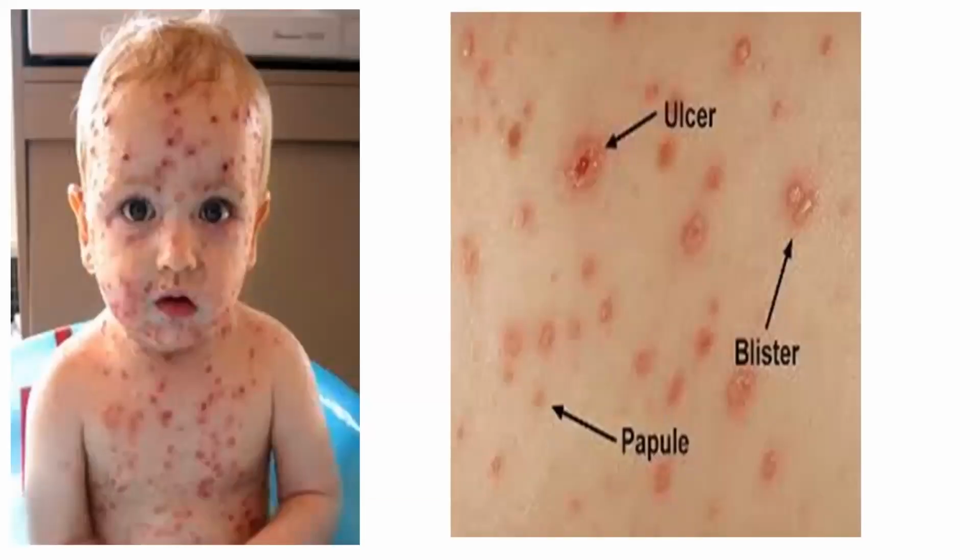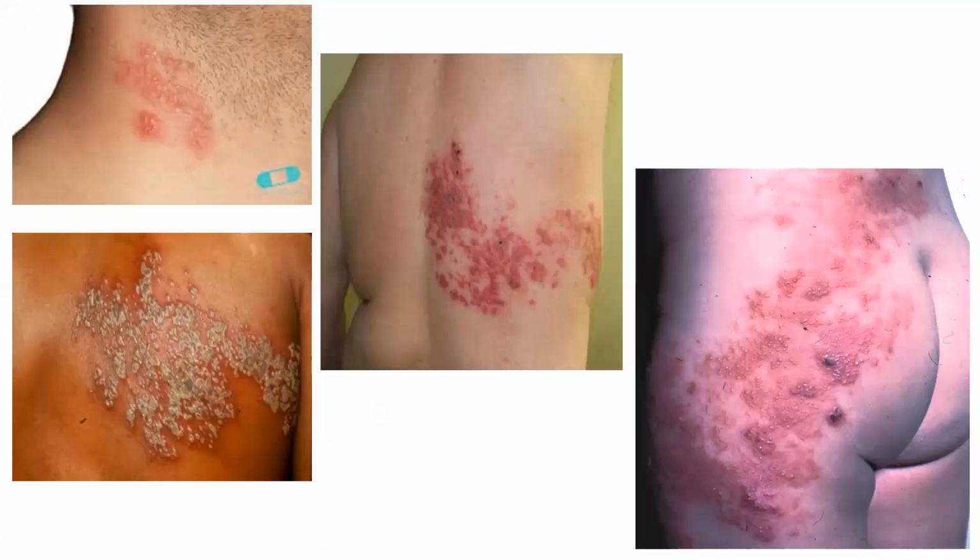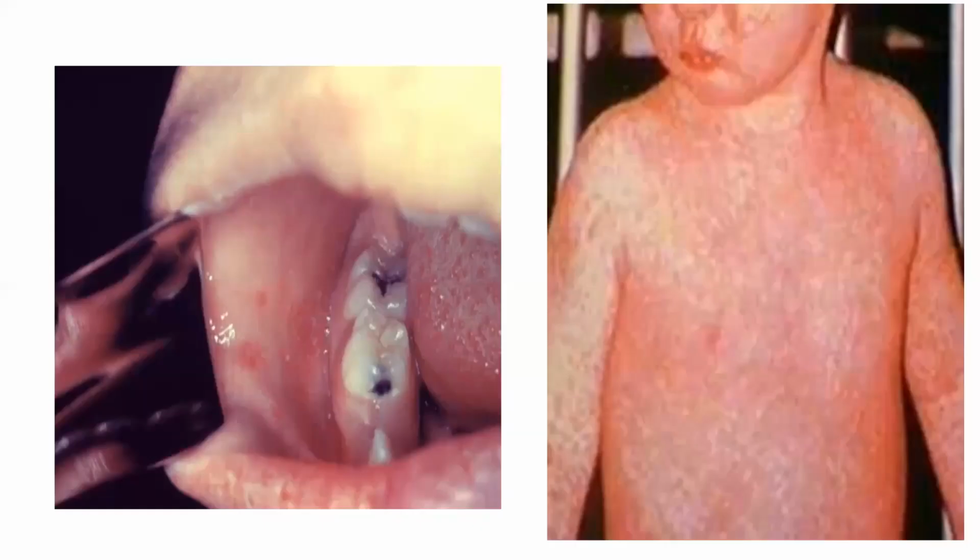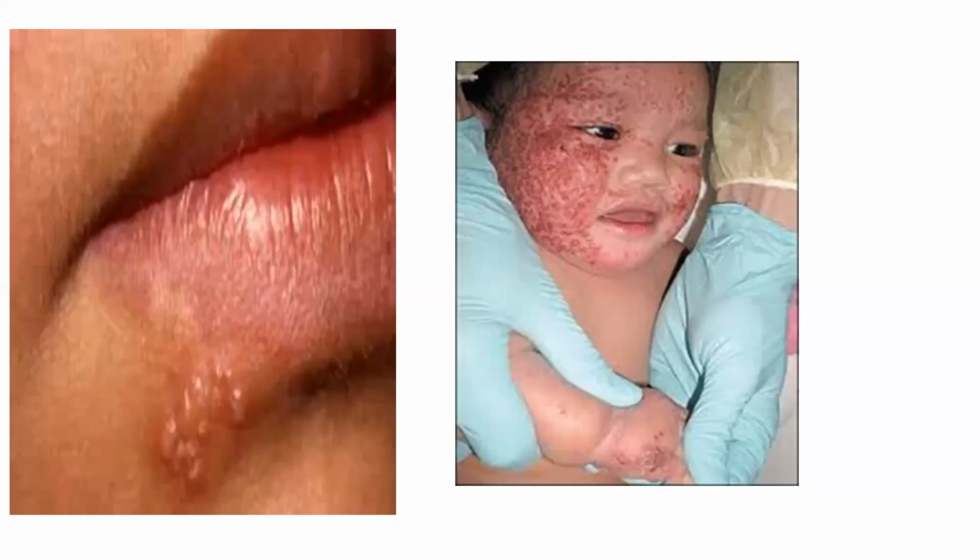This is a picture of chickenpox or varicella. On our left is a child showing the centripetal distribution with polymorphic lesions. And on the right is an enlarged, magnified form showing the same thing. Herpes zoster showing the dermatomal distribution on the cervical, thoracic, and the lumbar region. Measles showing the Koplik spots in the oral cavity and the monomorphic lesions on the body of a child.